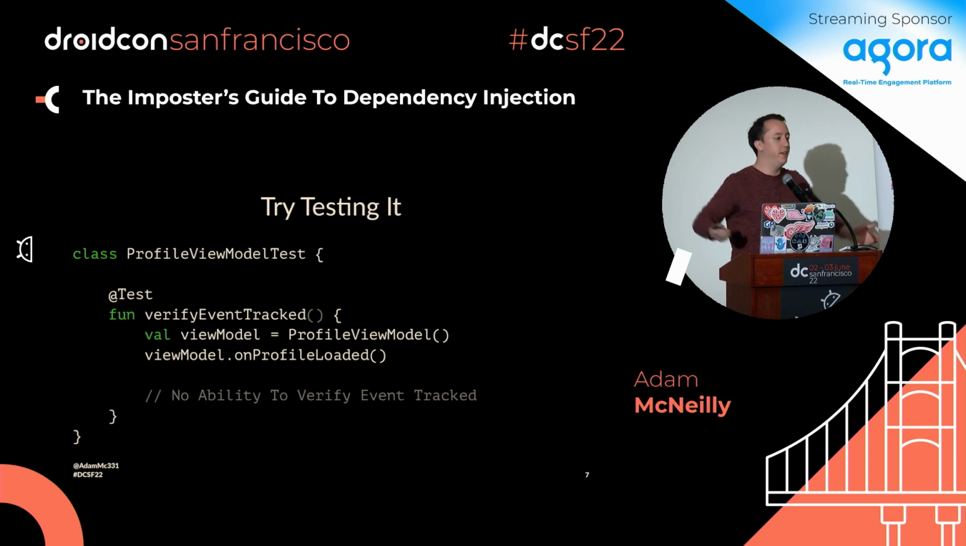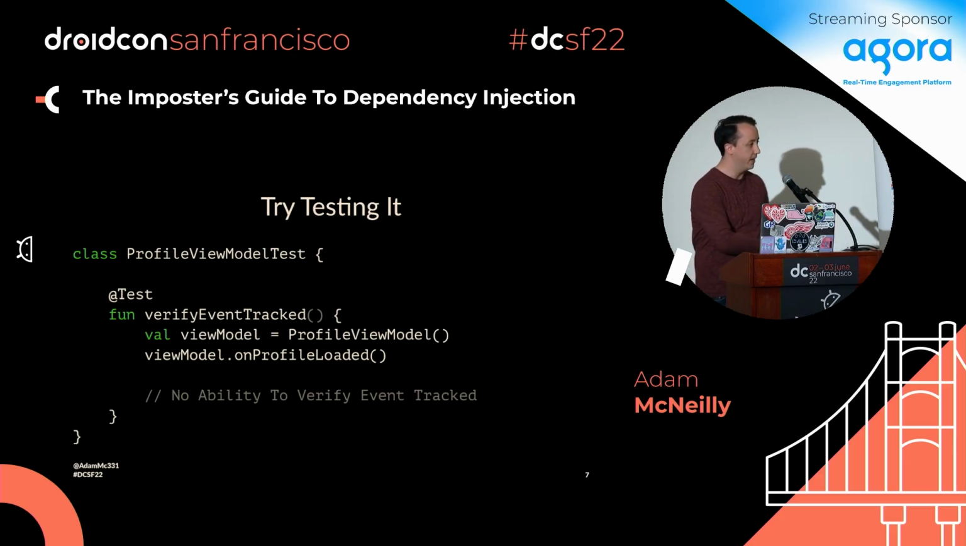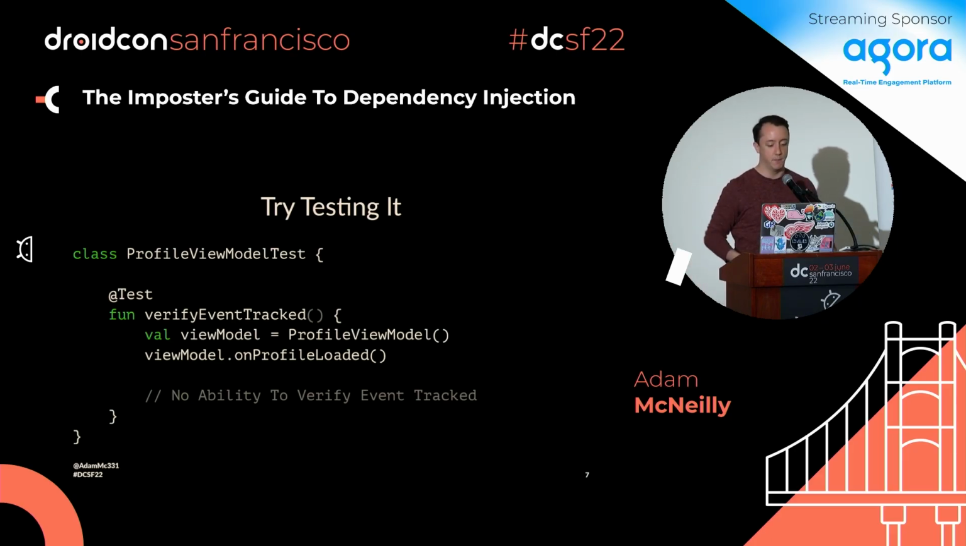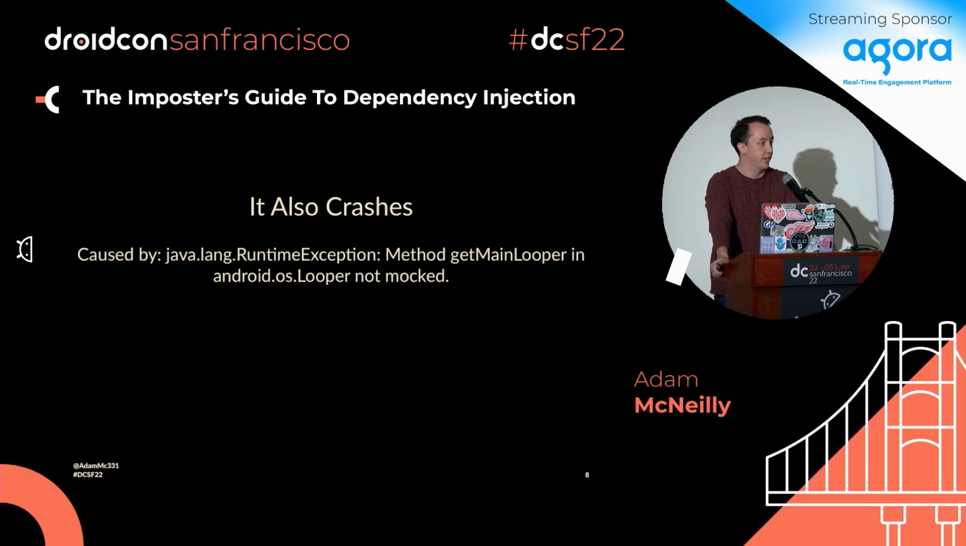I have no way to verify that a call was actually made to Firebase Analytics. And that's something that I care about. That's an important piece of functionality in my app. I should be able to make sure that that works. And in this particular case, although this isn't specific to the idea of dependency injection, this code will actually crash if you run this on a JVM unit test. You'll get some runtime exception saying the main looper is not mocked.